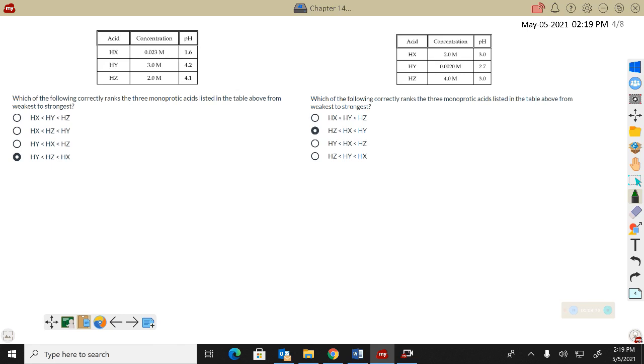So right there, I know the strongest acid in the example on the left must be HX, and the sample on the right must be HY. Maybe that's a good place to start, that this guy must be the strongest, and this guy is the strongest.